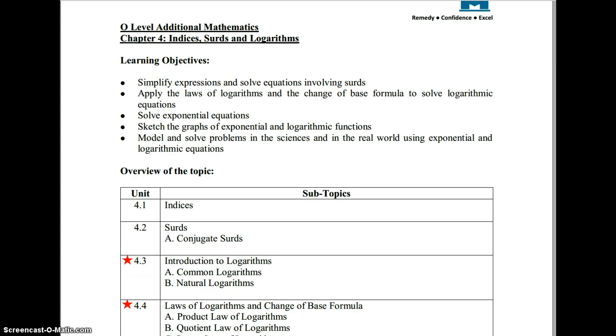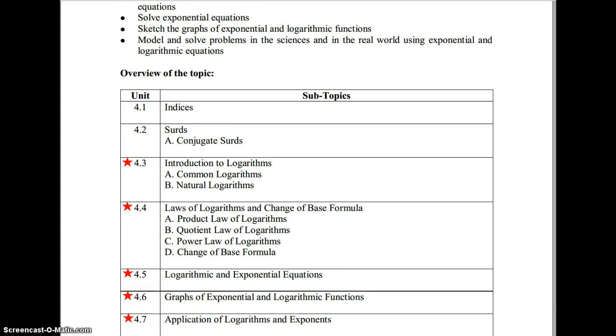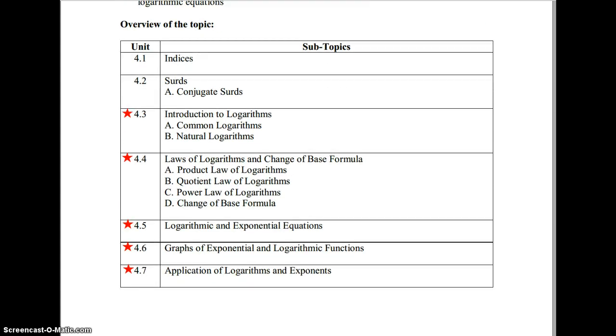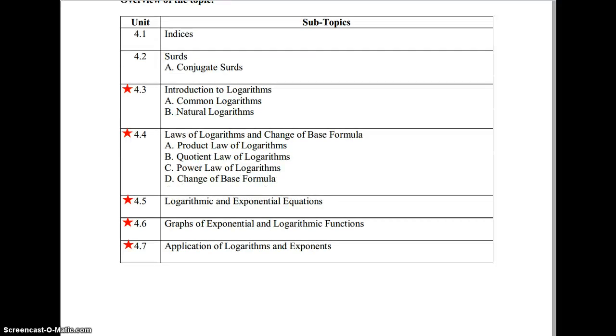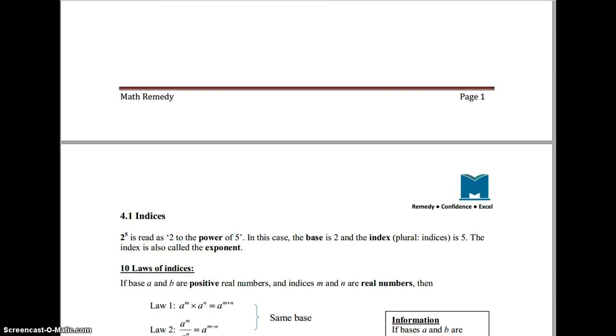Now, if you look at this handout that I've just emailed you, the ones with the stars are not covered in the normal academic syllabus, but if you're in the express stream, of course all these subunits of the topic will be required for you to learn along the way.